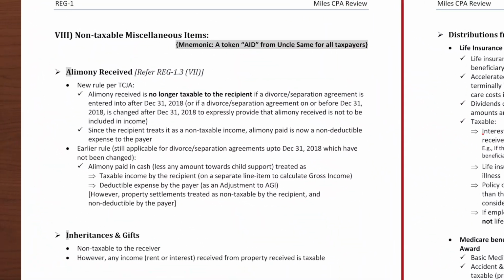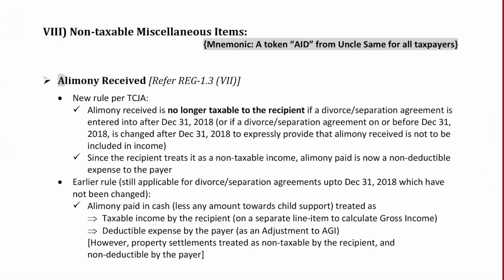On page 50, we're looking at a bunch of non-taxable items. Put a box around non-taxable items. And our mnemonic for these few non-taxable items is AID. So think of it as a token aid from Uncle Sam for all taxpayers. The first one, the A of AID, is alimony received. Let's make a note out there: divorces from 2019, and highlight from 2019. There's no tax impact for alimony.